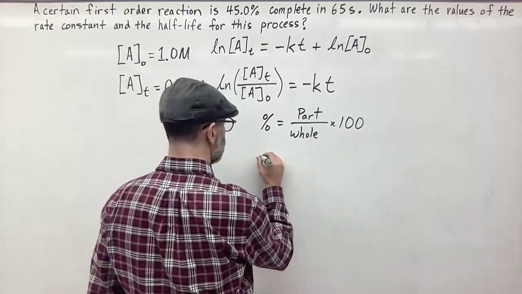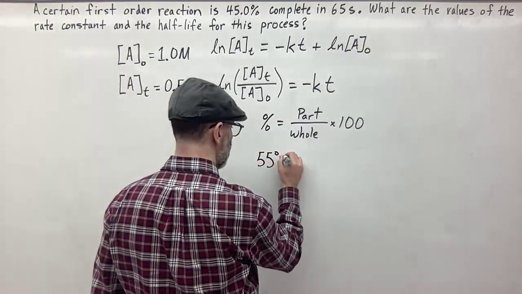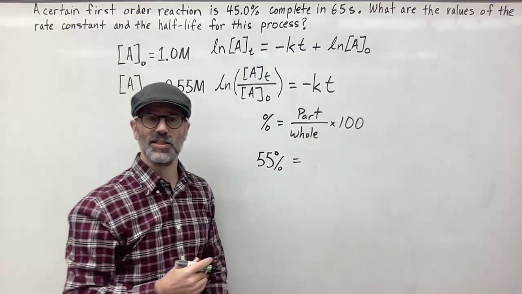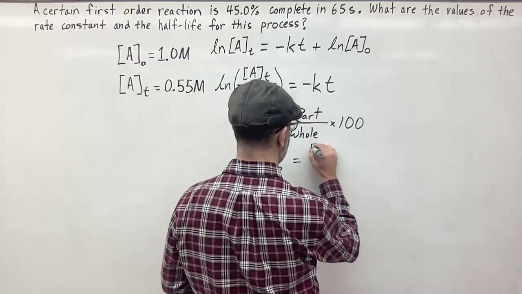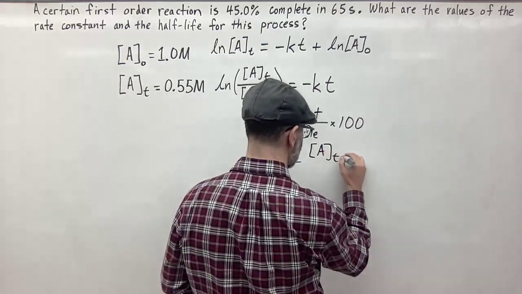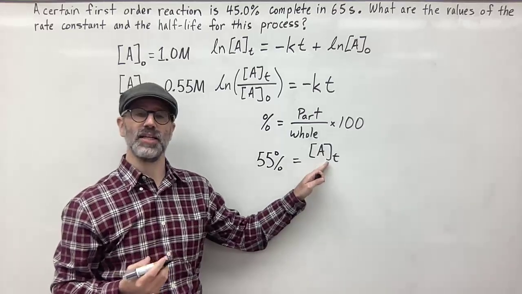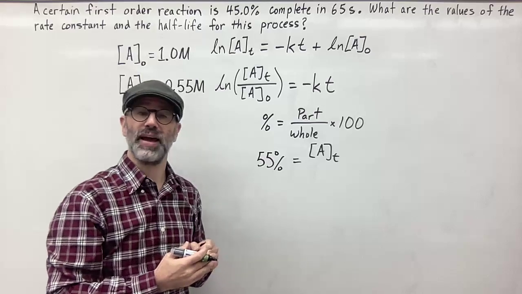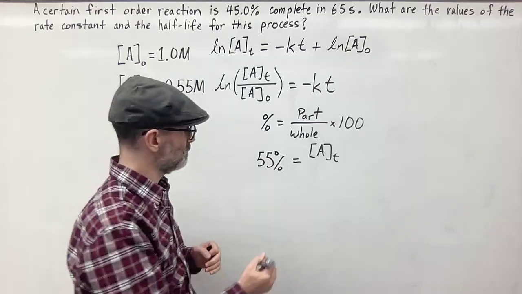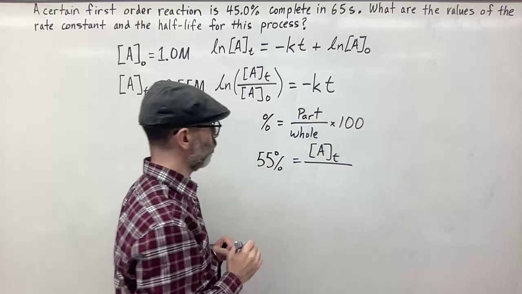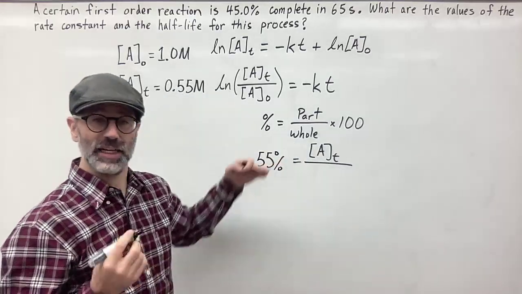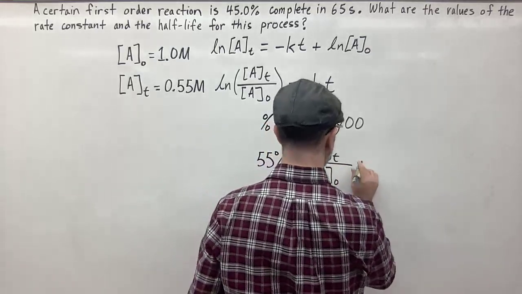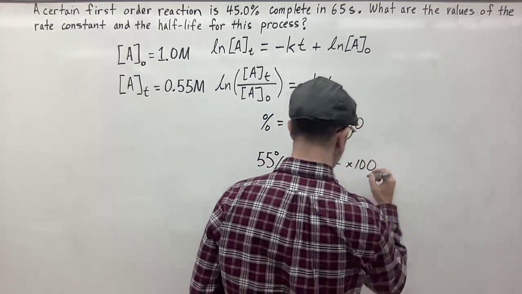So this is going to be 55% that's left. So 55% that's left is going to be equal to the part. The part is whatever's left over. That's going to be our concentration of A at time t, because the concentration of A at time t is whatever's left over at time t, because again, some of the concentration of A has been converted into product. We're going to put that over the concentration, which is the whole, the initial concentration, and then that's multiplied by 100.